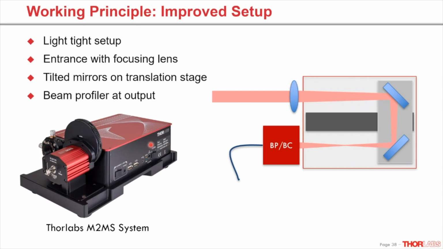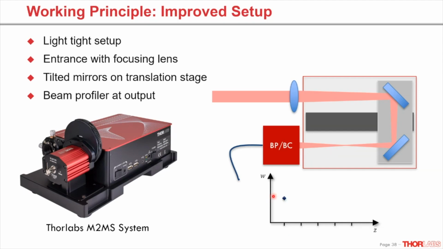Within the light-tight box, the beam is reflected through the box by two tilted mirrors, and these mirrors sit on a translation stage and can shift the focus through the detector of the beam profiler. At every position, the diameter measurement points are taken.